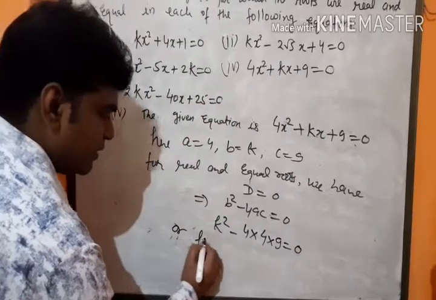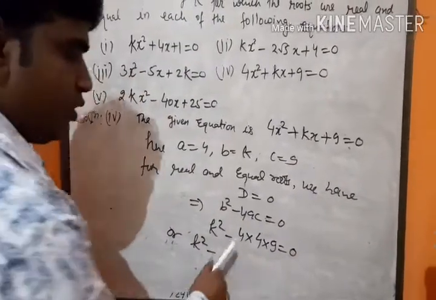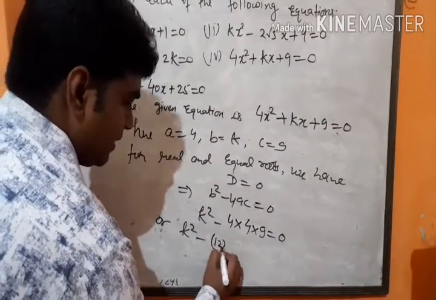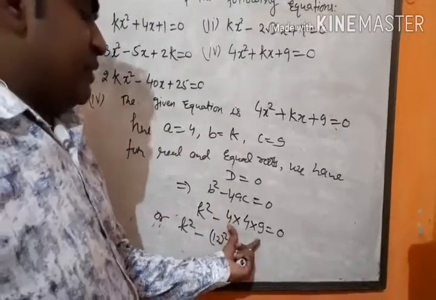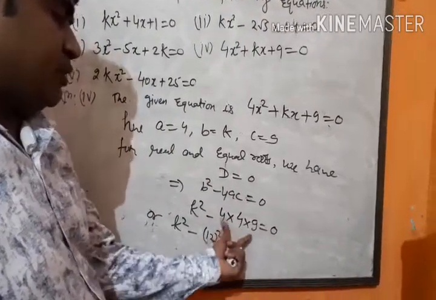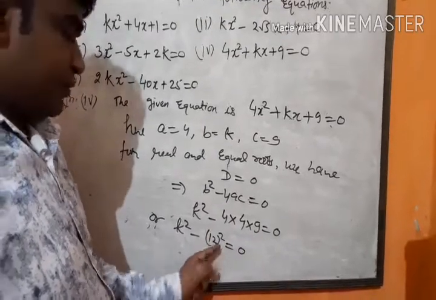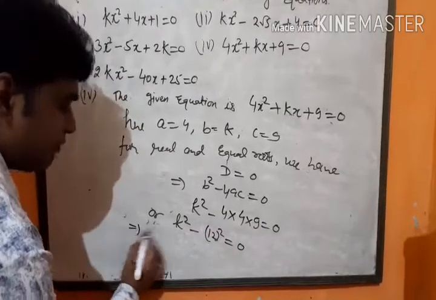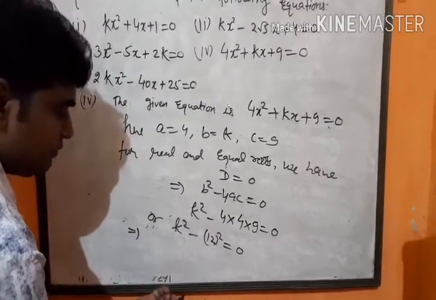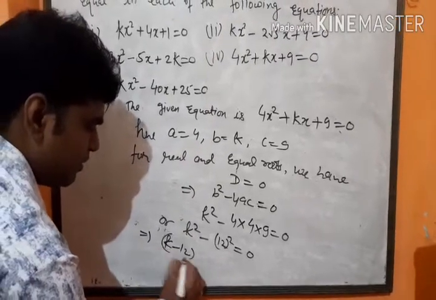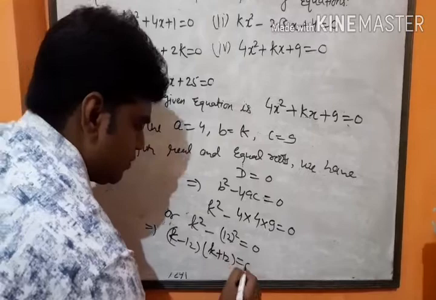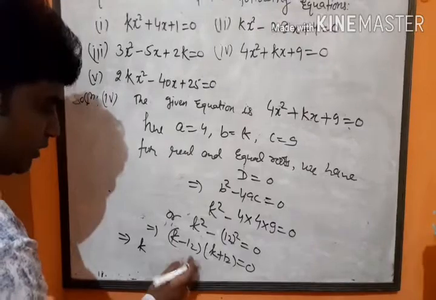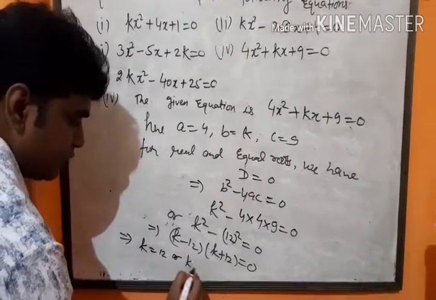It gives k square minus 4 into 4 into 9. After multiplication we have 144, and you know that 144 is the square of 12. 12 whole square means 144. So it is the form of a square minus b square. So we have k minus 12 into k plus 12, and after factorization the value of k is equal to 12 or k is equal to minus 12.